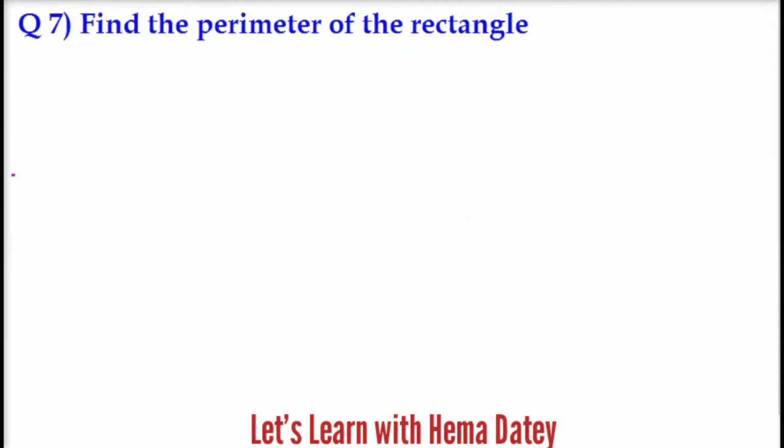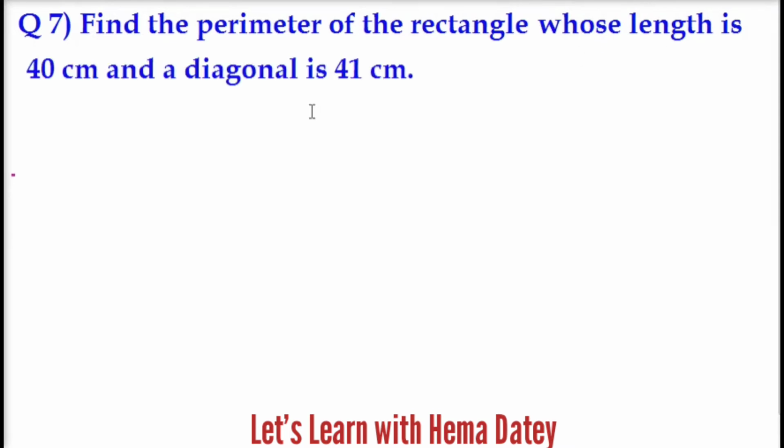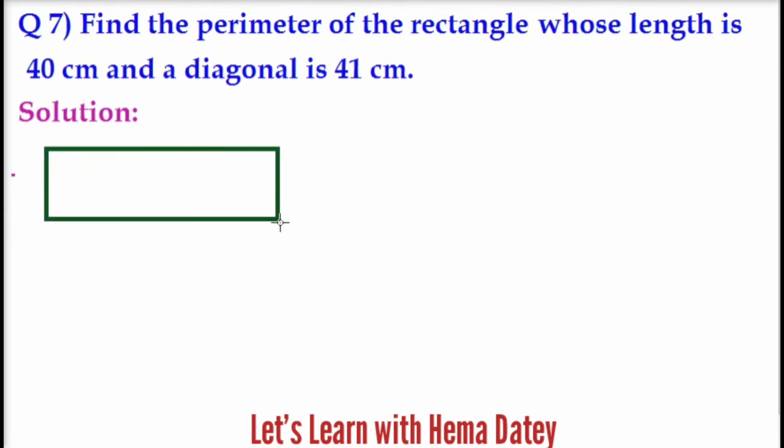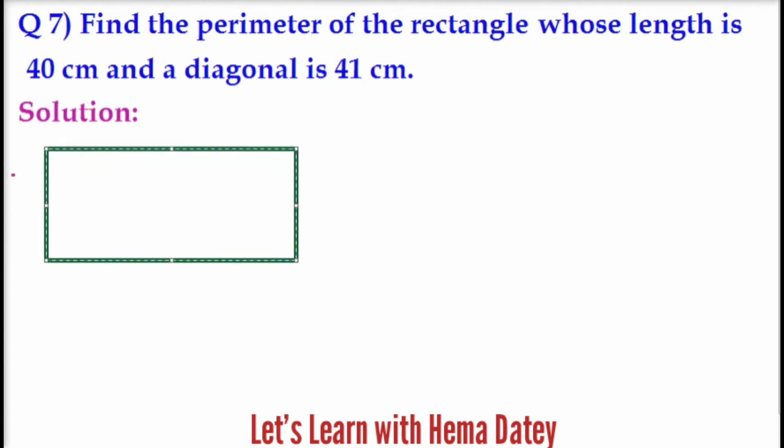Let's do question number 7. Find the perimeter of the rectangle whose length is 40 centimeters and a diagonal is 41 centimeter. Let's start the solution. First of all, we'll draw a rectangle. This is a rectangle. Let's draw its one diagonal. So this is the one diagonal of this rectangle.